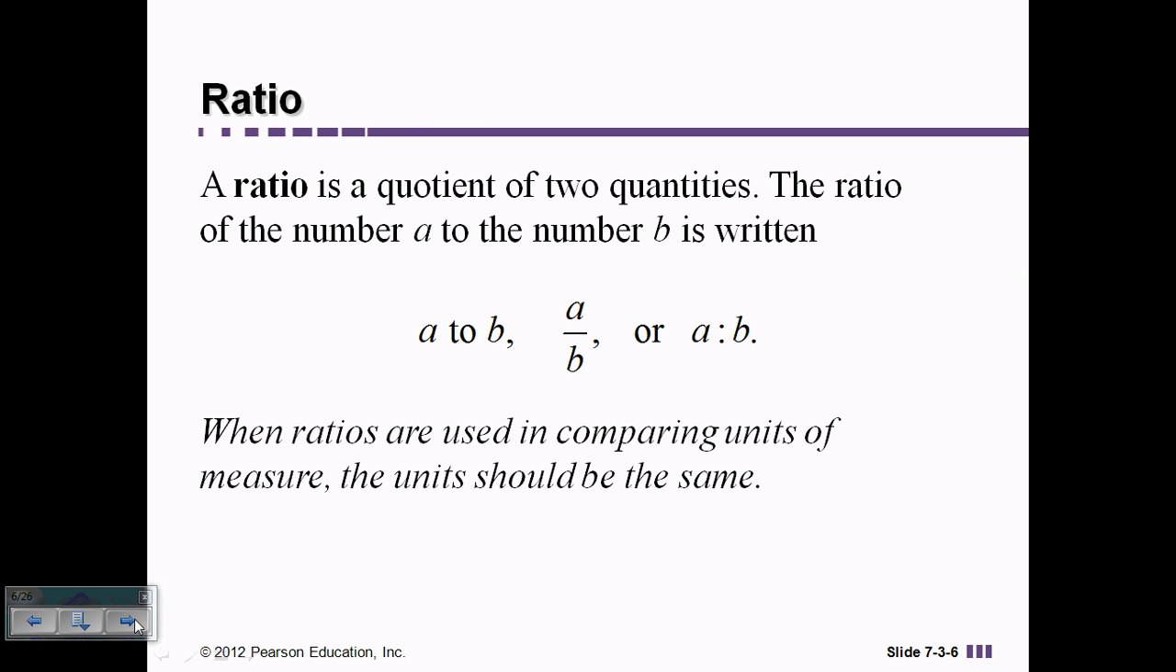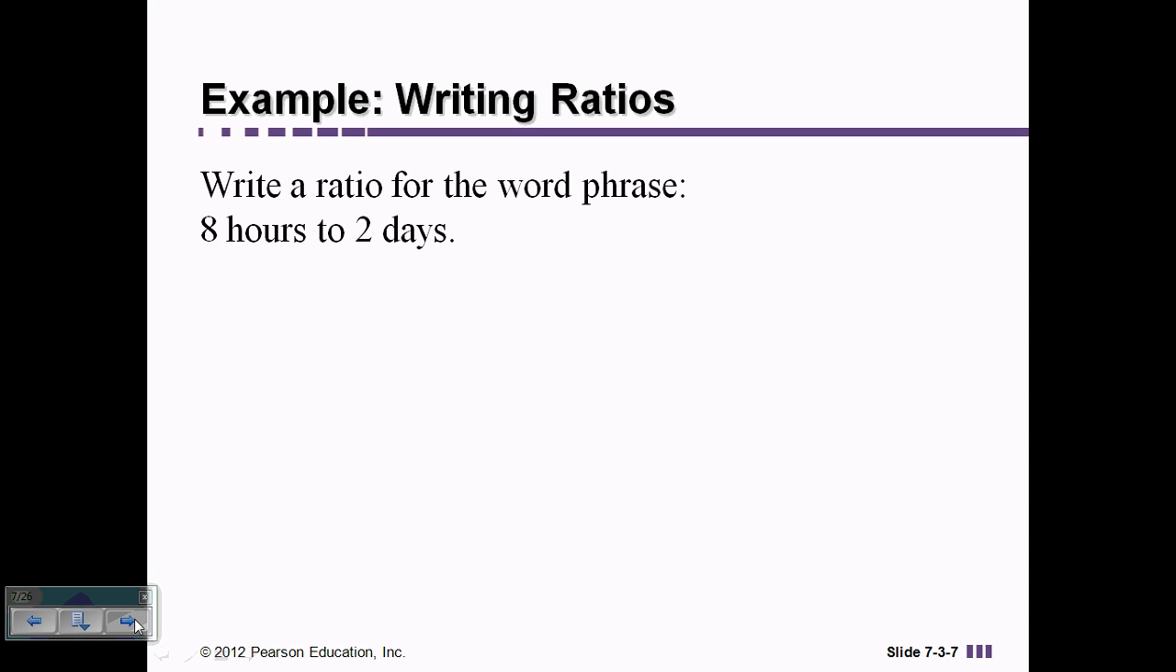So ratios are usually written as fractions, A over B, but they can be written as the expression A to B or the expression A colon B. One of the things you do have to watch out for is when you're comparing ratios, you've got to make sure that the units of measurement are the same. So you've got to make sure that they're both in feet or they're both in inches or whatever the case is. So here's an example.